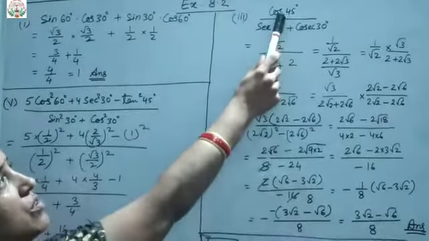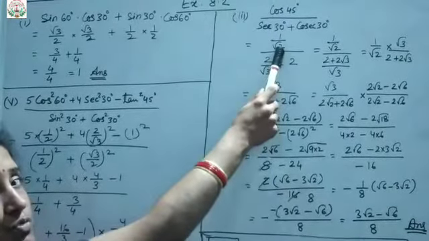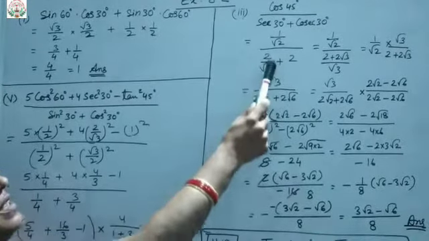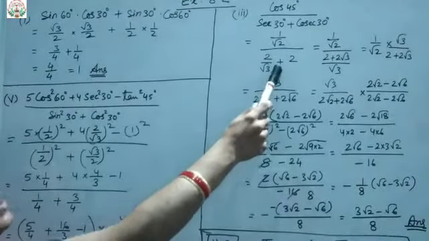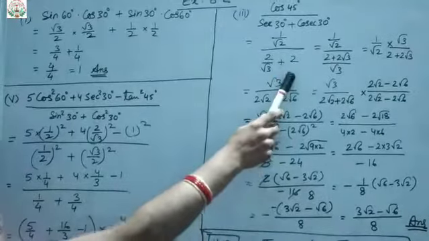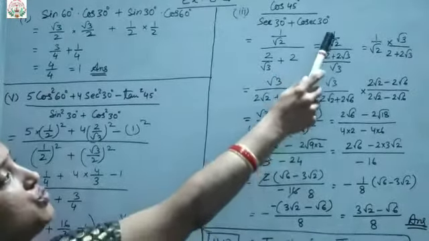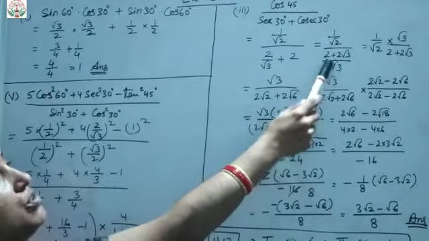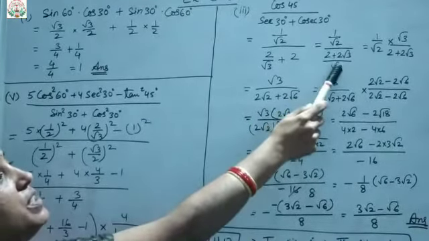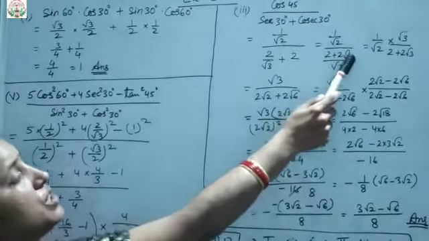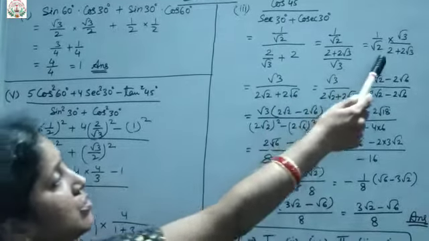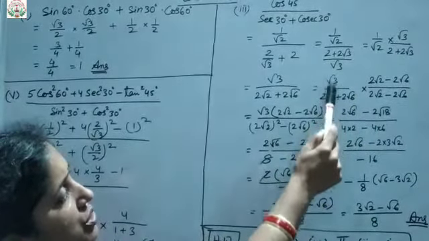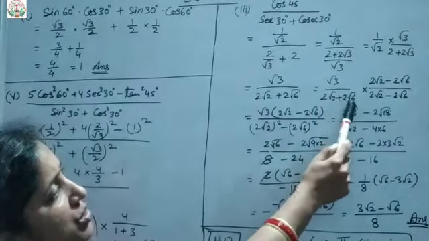Now see, cos 45 value is what? 1 upon root 2, whole upon sec 30, that is 2 upon root 3, plus cosec 30 is 2. Now it equals 1 upon 2 for the first part. For the second part, you take the LCM, that is root 3, and get 2 plus 2 root 3. Now simplification, all of you know. So simplify and you will get this value, that is root 3 upon 2 root 2 plus 2 root 6.